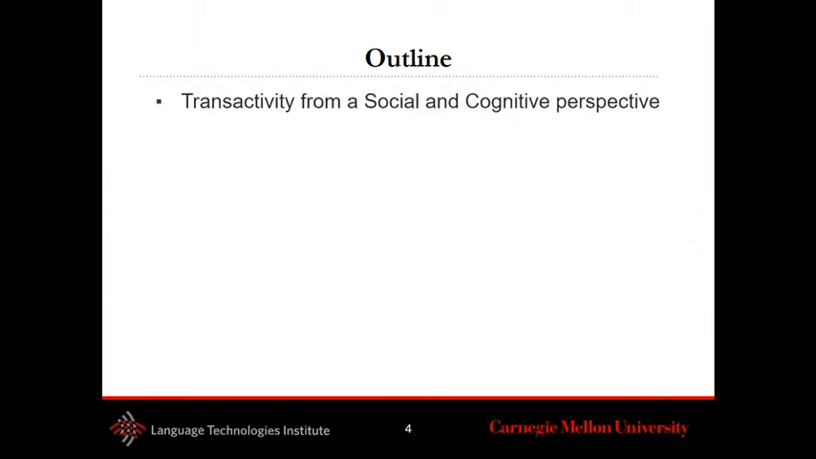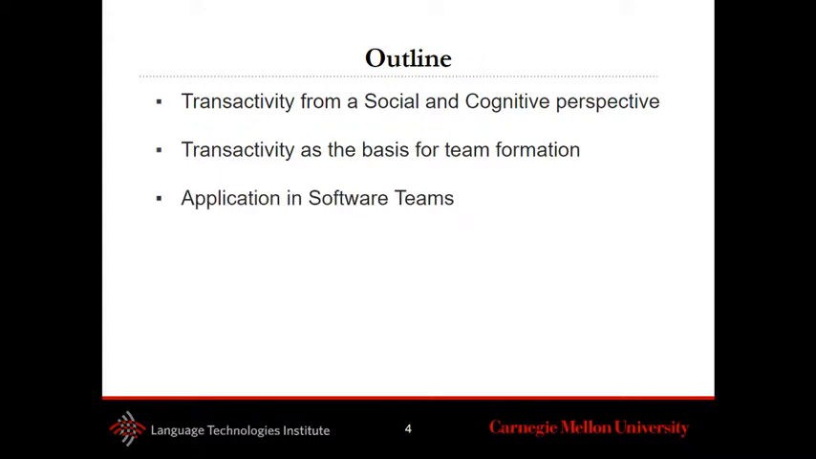So the construct that underlies all of the work that we're going to talk about is called transactivity. And we're going to talk about both its social and its cognitive underpinnings. Then we're going to talk about how it can be the basis for a team formation strategy, which has been validated in a lab study and in a massive open online course. But then we're going to apply it to software teams.